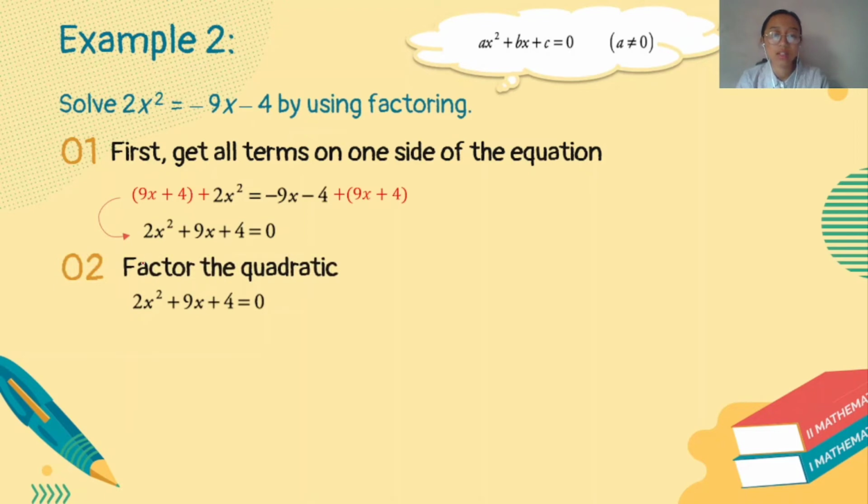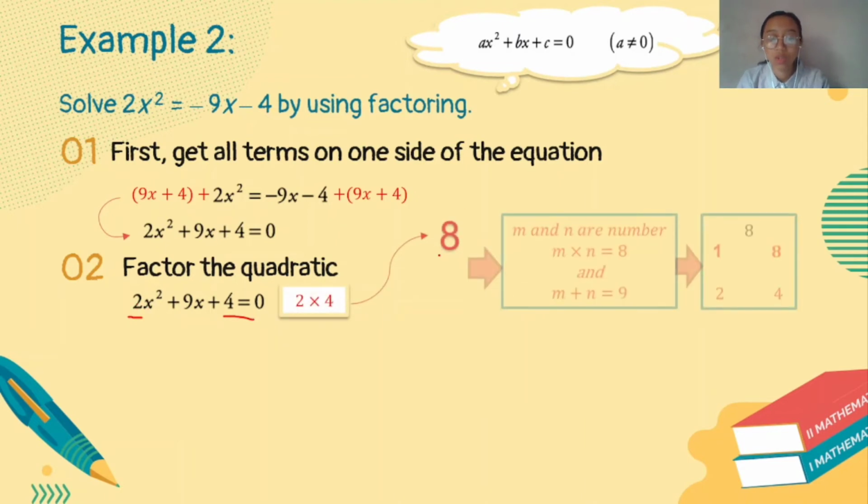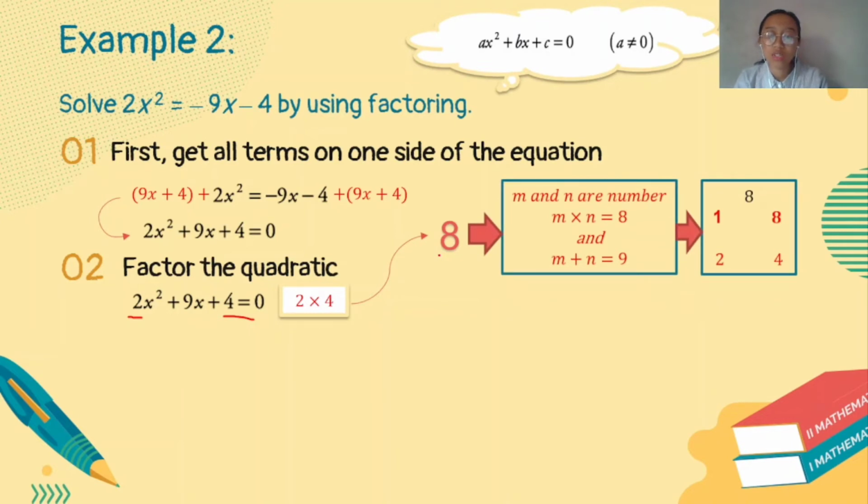For the second step, factoring the quadratic. Here we have a different case because the value of a, or the coefficient of x squared, is not equal to 1. So what we need to do is multiply the a value with the c value. 2 times 4 equals 8. So we need to find two numbers that, if we multiply them, equal 8 and if we add them, equal 9.